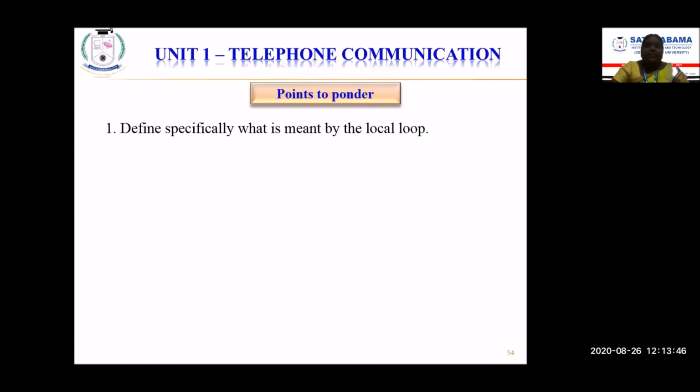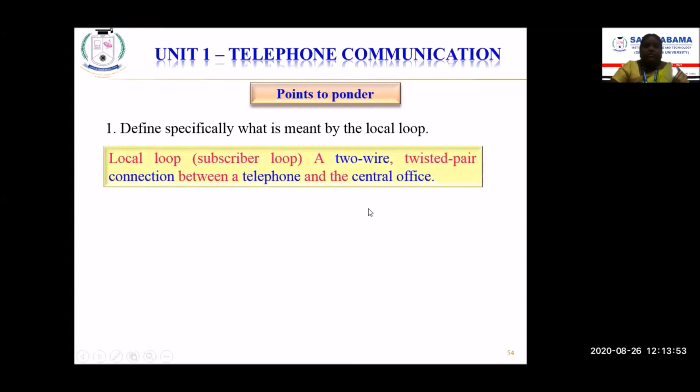Now let us see the exact definition of a local loop. The local loop is the subscriber loop, or a two-wire twisted pair connection between the telephone and the central office. This is the exact definition of a local loop. Many of you have answered, and I appreciate your involvement. So the local loop is nothing but a two-wire twisted pair connection between the telephone and the central office. Now let's move on to the second question.